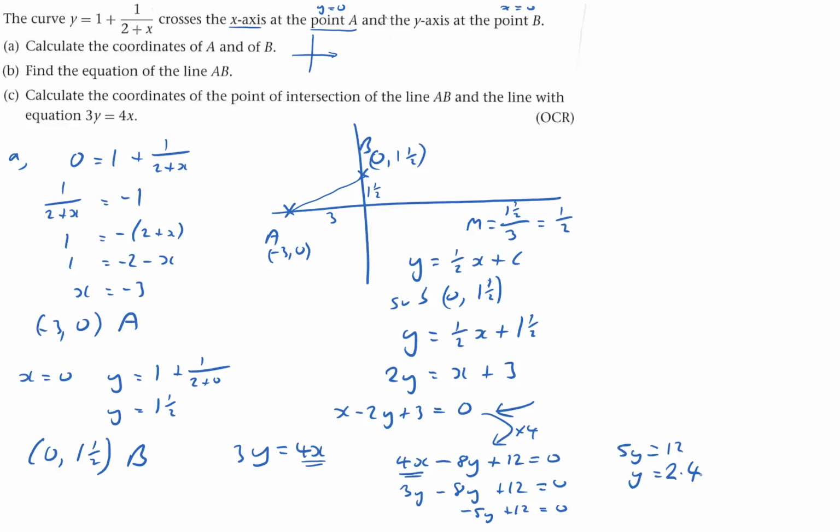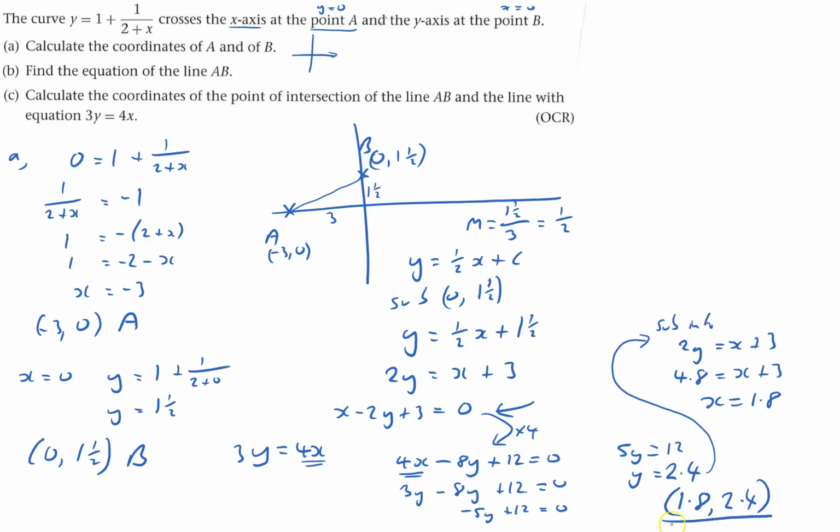Then I have to find out what x is. I sub into 2y equals x plus 3. So that'll be 4.8 equals x plus 3. So x will equal 1.8. And so my answer, the coordinates, are x is 1.8 and y is 2.4. And that is the answer. And that's that question done.